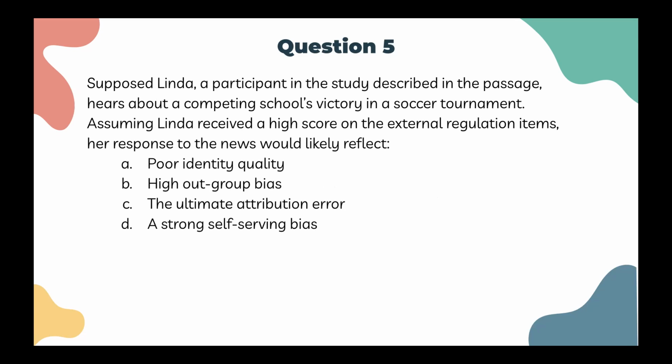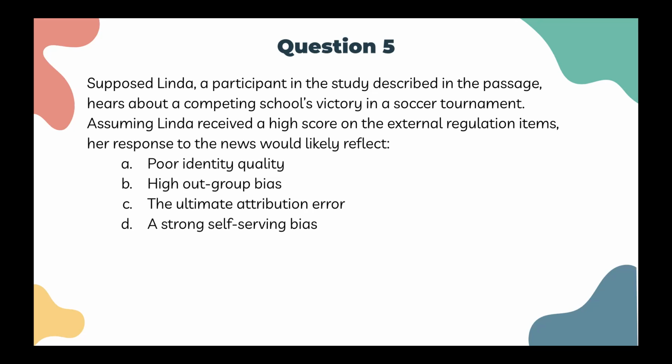Okay, so for this question, Linda has a high score on the external regulation items, which is a non-self-determined motivation type, meaning that she will likely display negative consequences of social identity. Instead of acknowledging that the other school is better at soccer because their players are more well-trained or the coach is much better, she will attribute the other school's win to situational factors, like maybe her school's team wasn't used to the turf, but the other team was.